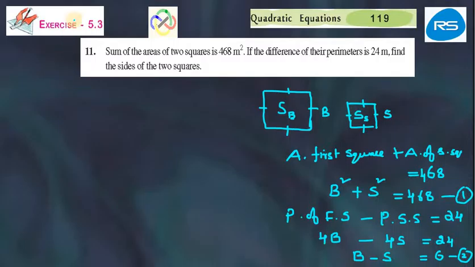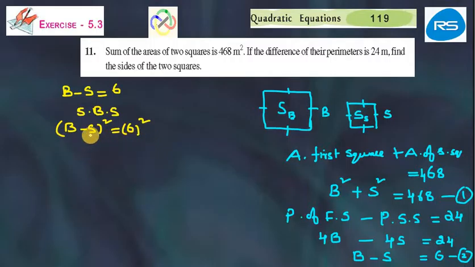So first of all, what is the equation I have? B minus S is equal to 6. Squaring on both sides. So what happens? B minus S whole square is equal to 6 whole square. I can do this process because on the left hand side I am squaring as well as on the right hand side. If you expand this, you will get B square plus S square minus 2BS is equal to 36. I applied (a minus b) whole square, a square plus b square minus 2ab, 2 into first term into second term, is equal to 36. So I got this expansion.